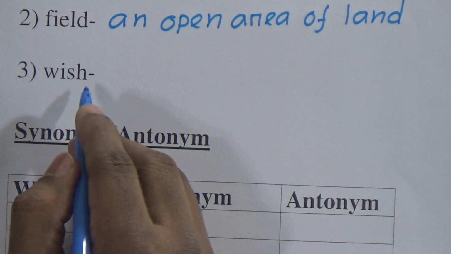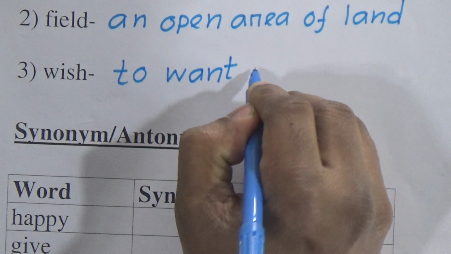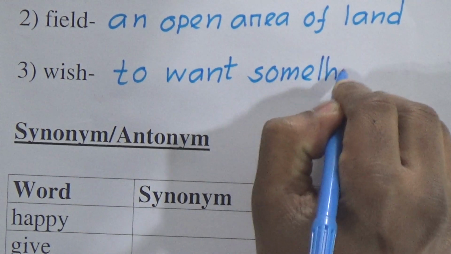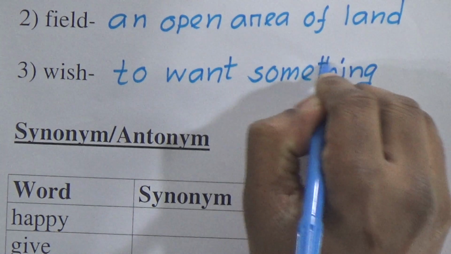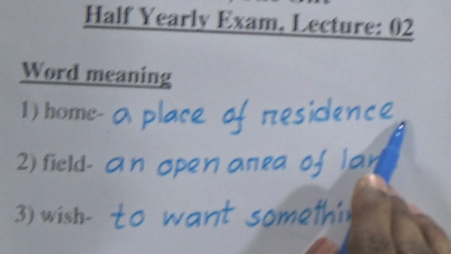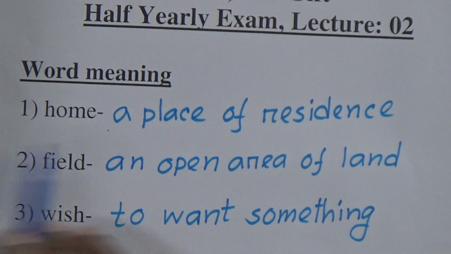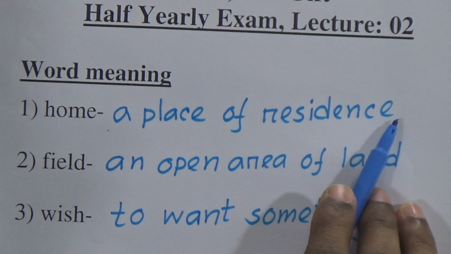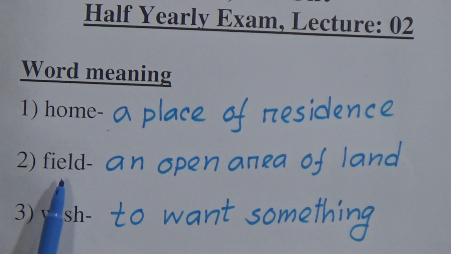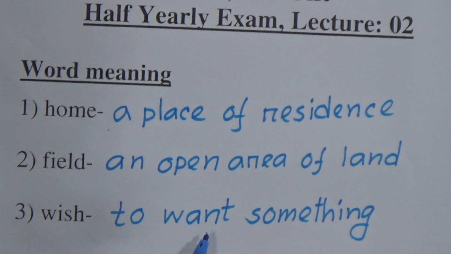Number 3, wish. Wish means to want something, S-O-M-E-T-H-I-N-G. So wish means to want something. Remember one thing, at the end of a word meaning, we don't usually put a full stop. So never use any full stop at the end of the word meaning. So word meaning number 1, home, a place of residence. Number 2, field, an open area of land. Number 3, wish, to want something.